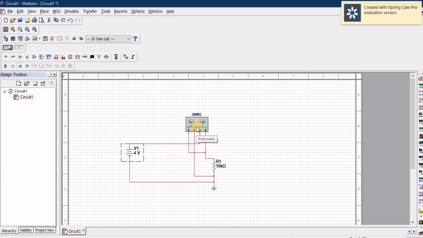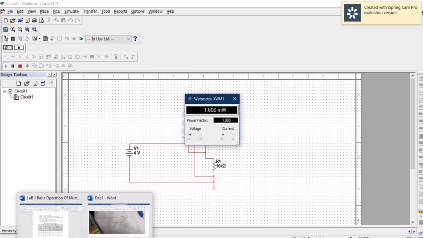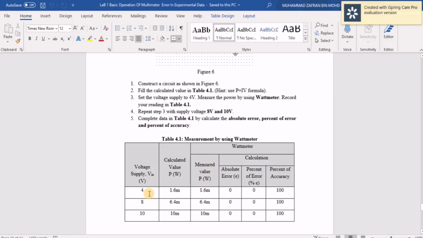If we want to get the wattmeter readings, we run it first. After we run, we double click the wattmeter and the wattmeter reading is here. So 1.600 milliwatt. This is the measured value for the wattmeter. This is the measured value for the 4 volt supply, which is 1.6 milliwatt. So how to get the other readings or calculation?